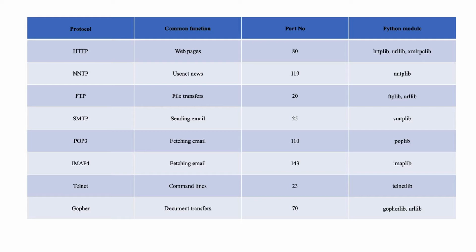For SMTP, which is used for sending email, port number is 25 and library is smtplib. POP3 for fetching email, port number is 110 and the library module is poplib. IMAP4 for fetching email, the port number is 143 and the corresponding library file is imaplib. For Telnet, which is used for command lines, the port number is 23 and the module is telnetlib. For Gopher, for document transfer, the port number is 70 and the module is gopherlib, urllib.